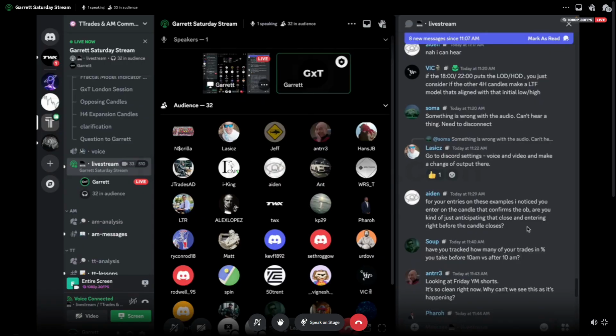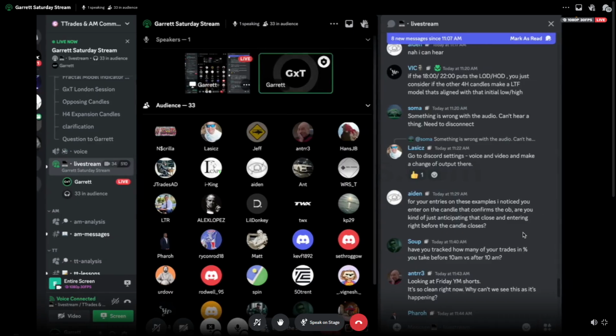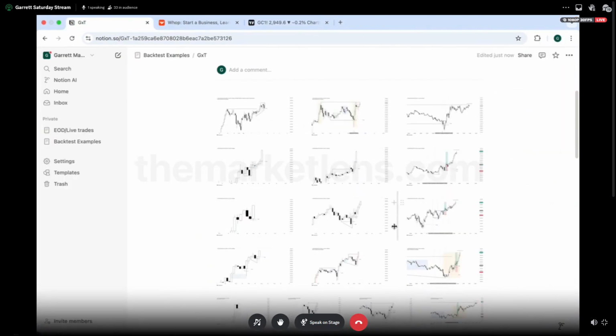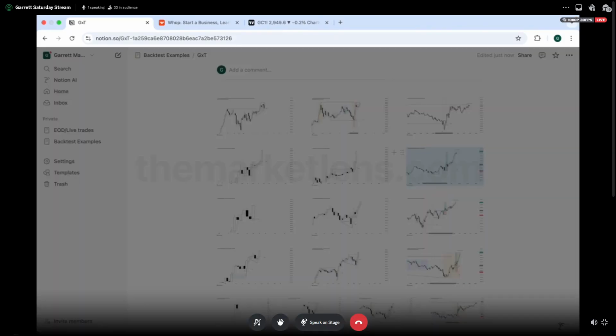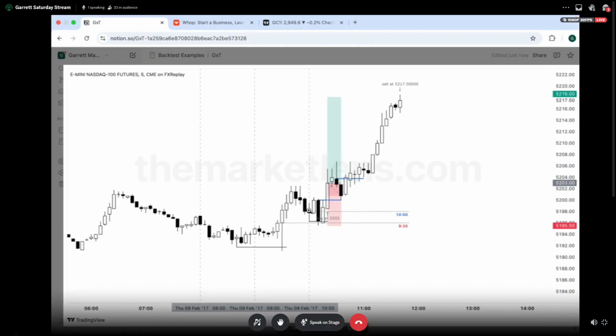Okay. For your entries on these examples, I noticed you enter on the candle that confirms the OB. Are you anticipating that close, entering right before the... Wait, what are you talking about? I noticed you enter on the candle that confirms the OB. Ooh, I don't really know what you mean. Hold on. Thinking about entering on the creation of an order block? I'm not really sure what you mean.